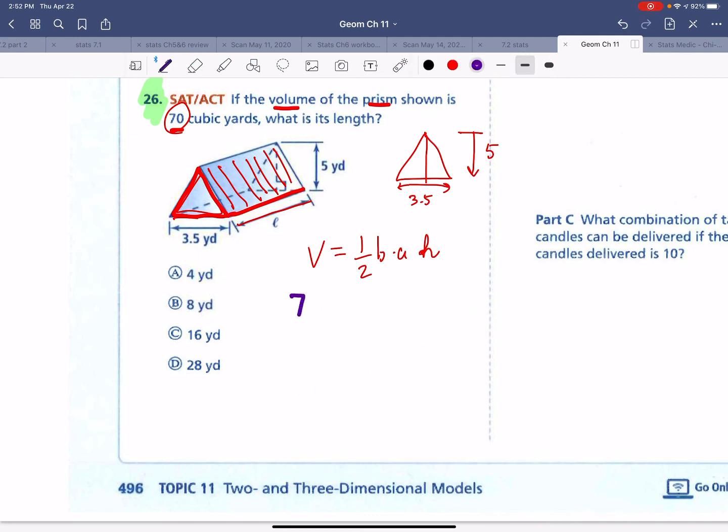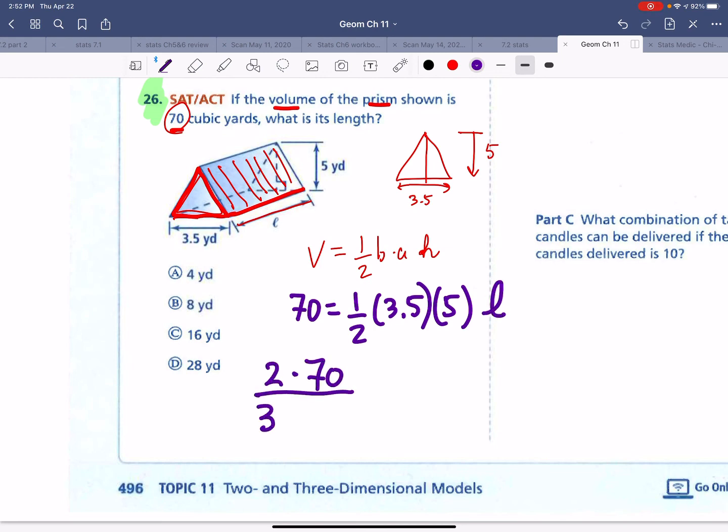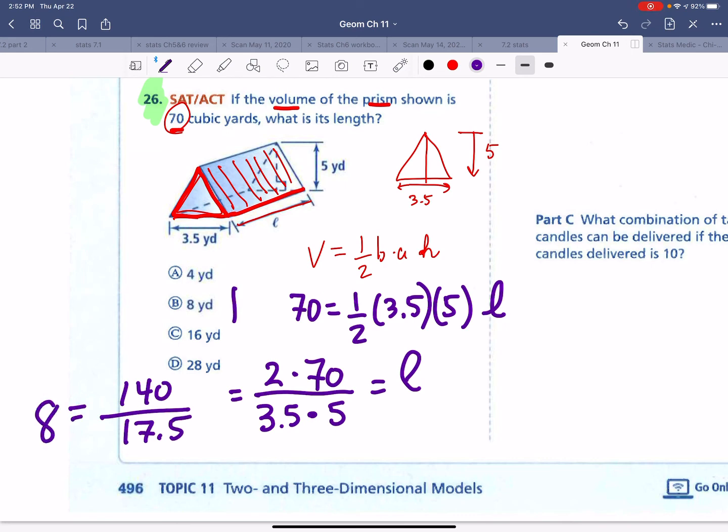Okay, so the volume is 70, 1/2. The base is 3.5. The altitude is 5. The height is what they want to call the length. Okay, so up here, the 2. Down here, 3.5. Down here, the 5. And there we go. So I get 140 over 5 times 3.5. And we get 8. Beautiful job, guys.